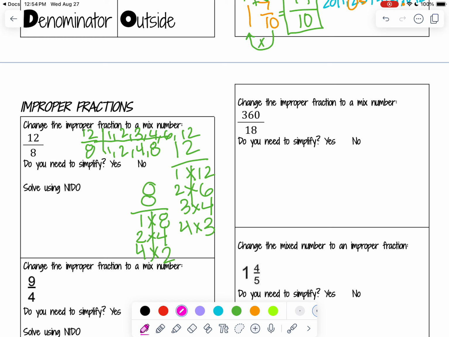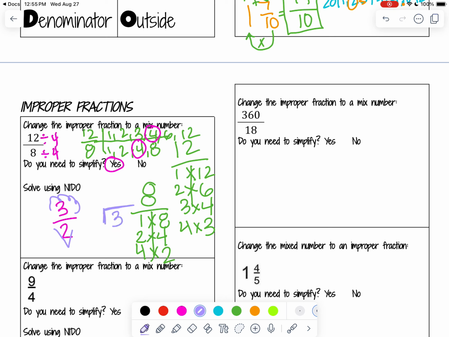What is our greatest common factor? Our greatest common factor would be 4. So we are going to divide both of these numbers by 4. And 12 divided by 4 is 3. And 8 divided by 4 is 2. So we did simplify, but we are not done. So now we need to solve this using Nito or our ice cream method, which means numerator in, denominator out.